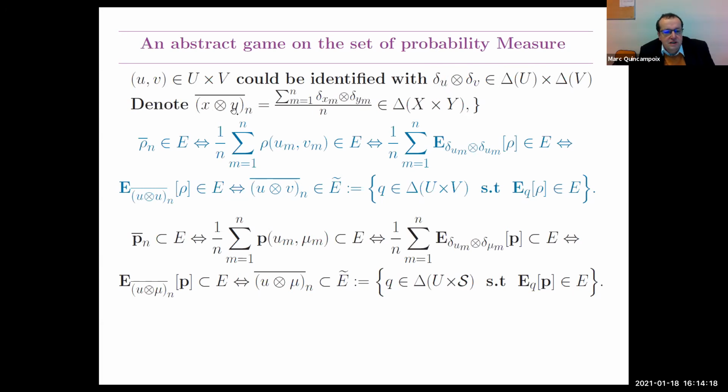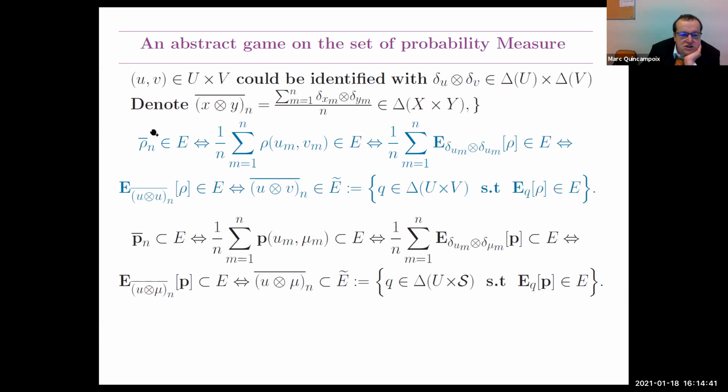So I denote by a bar: I have two measures X, Y of the action. I will denote the average of the Dirac masses. So X is a sequence of actions, X1, X2, Xn. Okay, so now consider the full monitoring case.